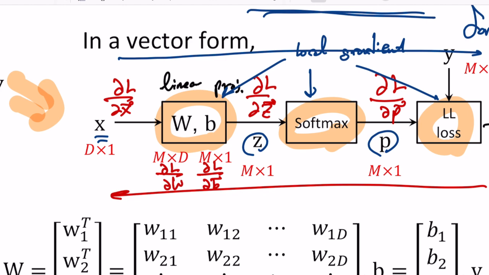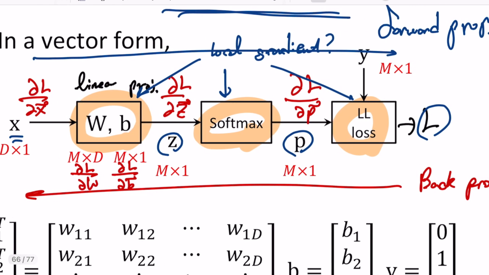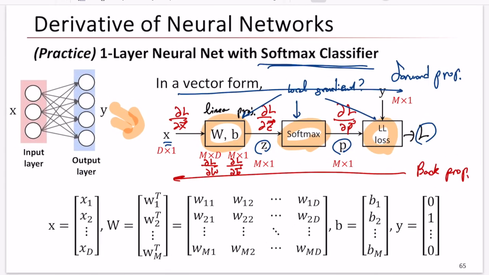For each function, right? So the question is how to define the local gradient for the linear operation layer, softmax layer, and error loss layer analytically. That's going to be our question. So from now, let's talk about how to find the local gradient. Alright.